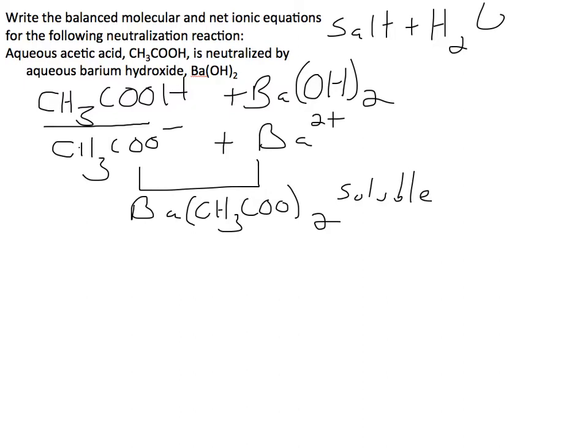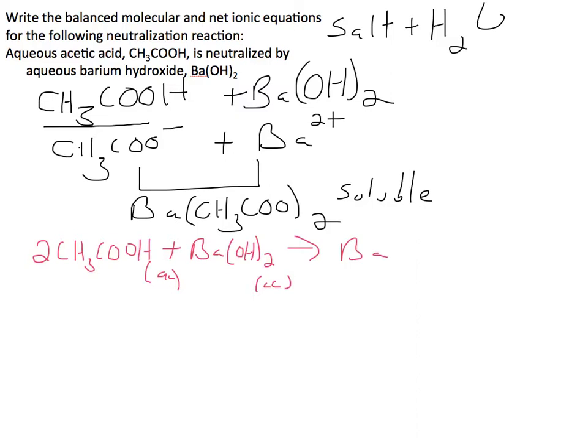Alright, so the first thing we want to do is write the balanced chemical equation, and if you balance it, you end up getting 2CH3COOH plus Ba(OH)2. This is aqueous, and what we're going to form is the salt plus water, and so we get Ba(CH3COO)2 plus 2H2O. The water is going to be a liquid. This is aqueous as well.